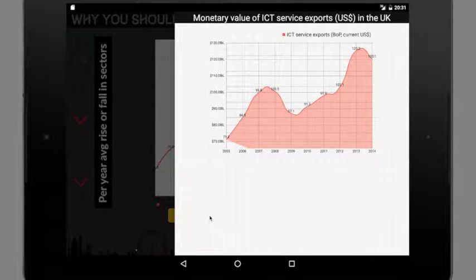Monetary worth of IT exports line graph 2005 to 2014. The button below the original line graph labelled Monetary Value opens up a line graph displaying the worth of IT exports and services from 2005 to 2014. This graph shows the user that there is definite demand in the IT service sector.